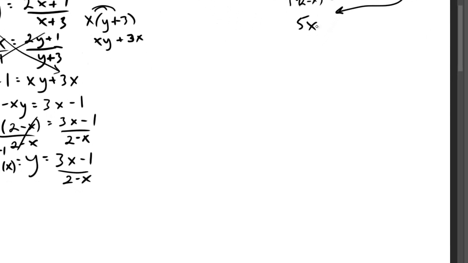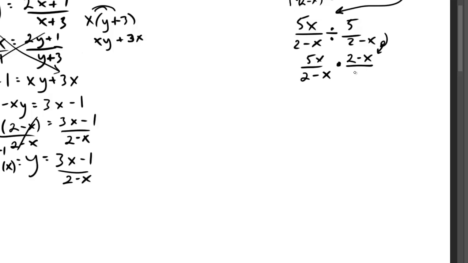So that's 5x over 2 minus x, divided by 5 over 2 minus x. You recopy the first, change the sign to a times. Let's actually use a dot so we don't get x's all jacked up. This gets flipped over and becomes 2 minus x over 5. Of course, those will cancel. That 5 and that 5 would cancel, and everything else is 1s, so that's just 1x. Right? And that's what's supposed to happen.